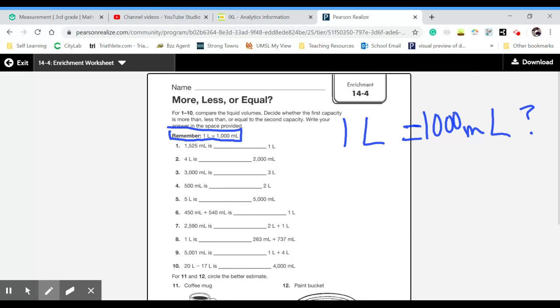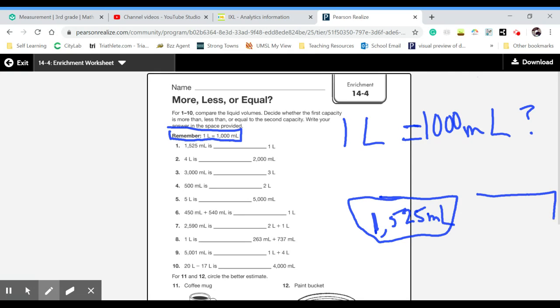So our directions for today on this worksheet is decide whether the first capacity is more than, less than, or equal to the second capacity. Remember, capacity is how much something can hold. So if we're talking about a bowl, it's a terrible bowl, but how much volume could fit in there? Capacity is how much volume could fit in there. So if this bowl has a volume or a capacity of 1,525 milliliters. That's a small m and a big L.